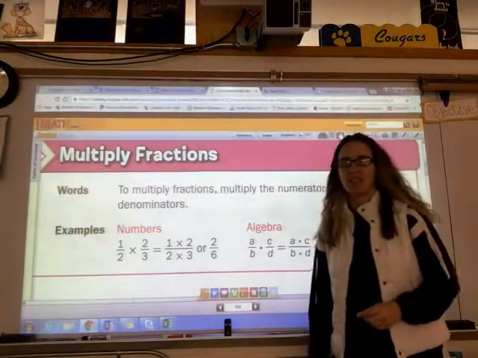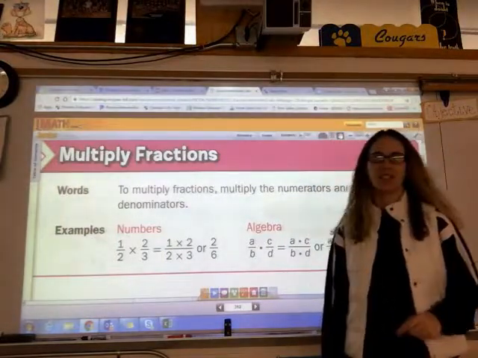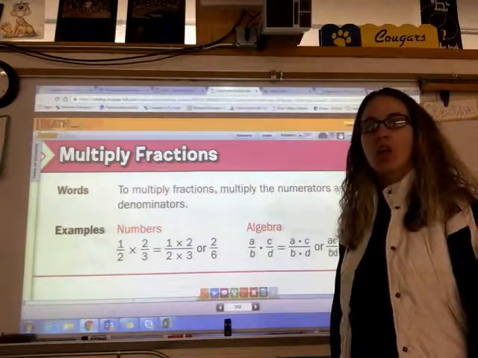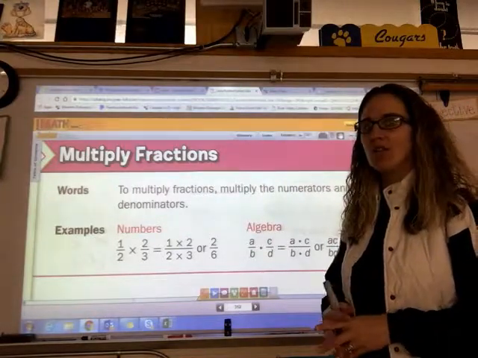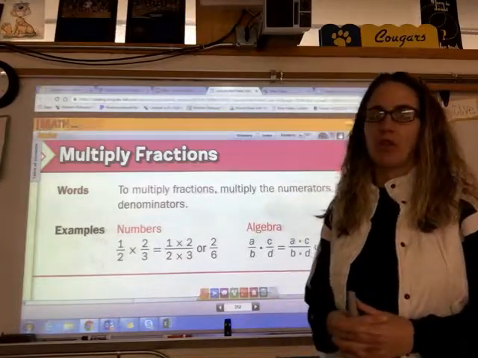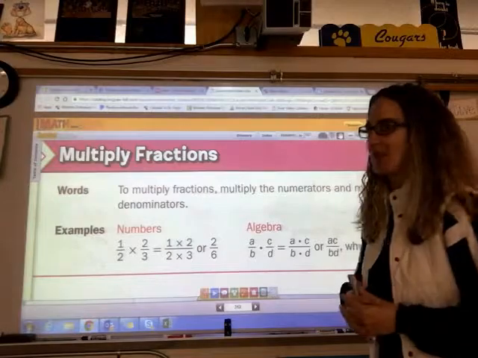Today we're going to start our next lesson, which is Chapter 4, Lesson 6. Our main focus today is going to be multiplying fractions. So what I would like you guys to do right now is to go ahead and turn to page 312 in your book. That's the page that we're going to be starting on with Lesson 4-6.